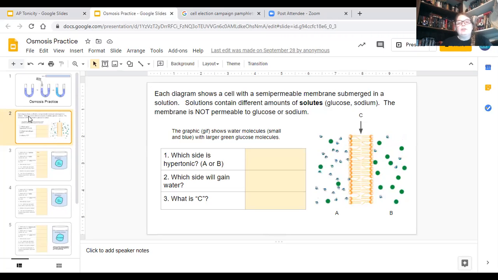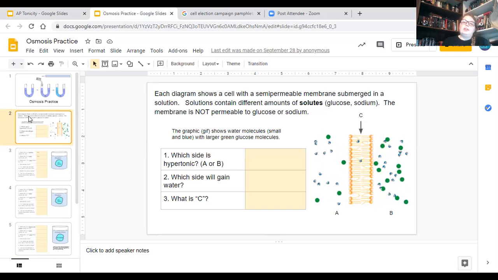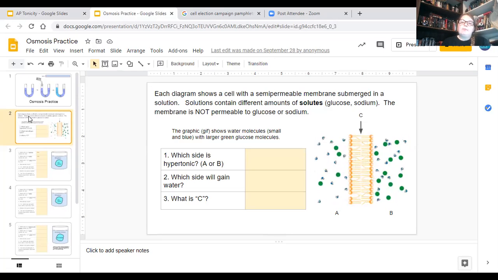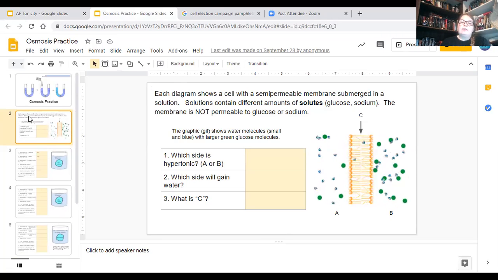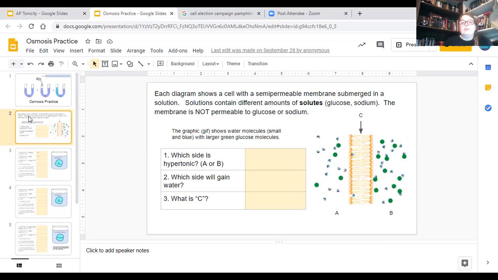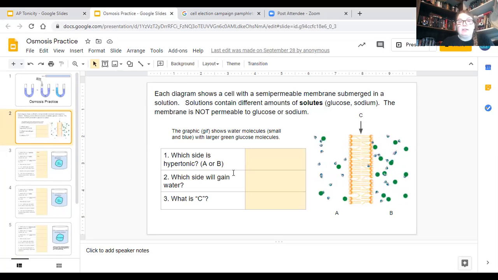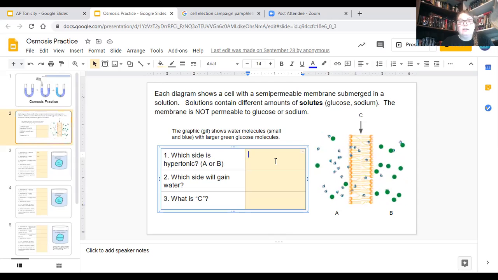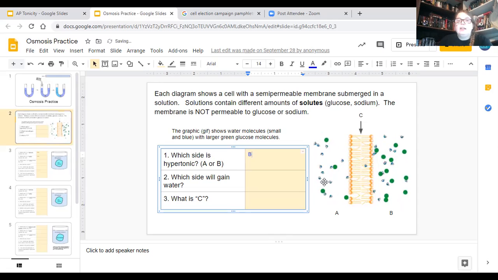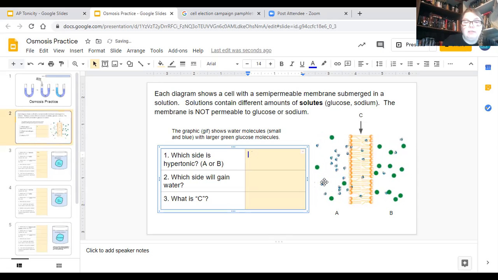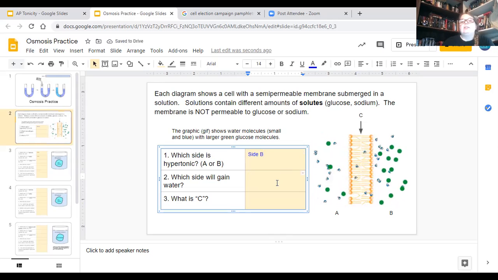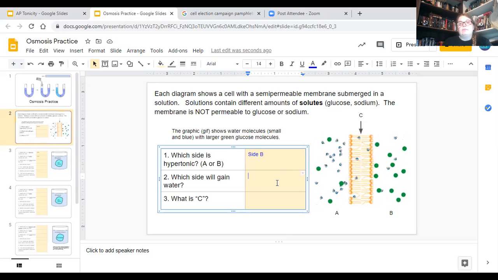Okay, so if the solute, the sugar, is green, I can count 1, 2, 3, 4 on side A, and, oh, it's moving, it's kind of hard. So there's like 10 or 11 over there on side B. So side B has to be the one that's hypertonic. So you can click on these charts in your assignment and you can type directly in here. So side B. So which side is going to gain water?